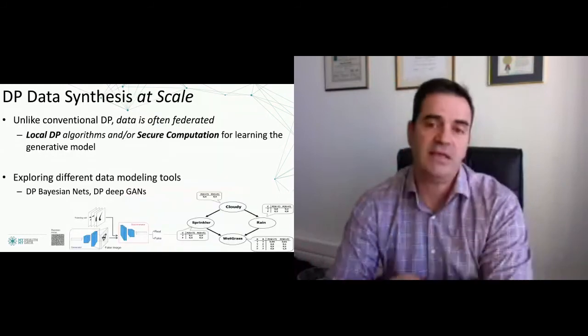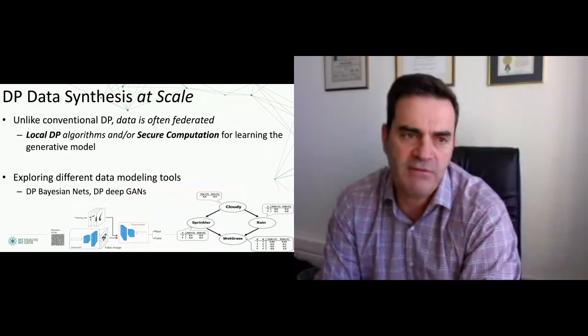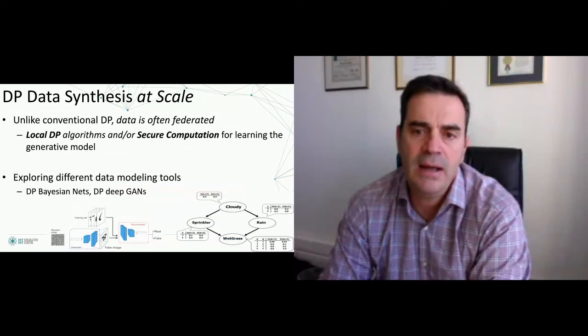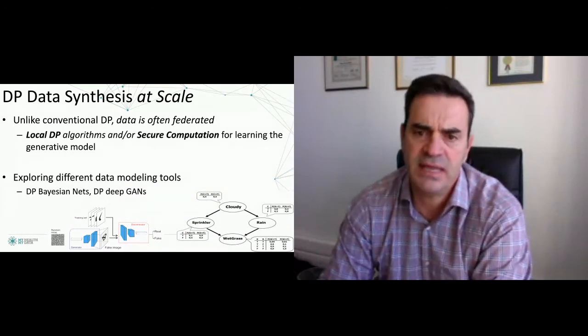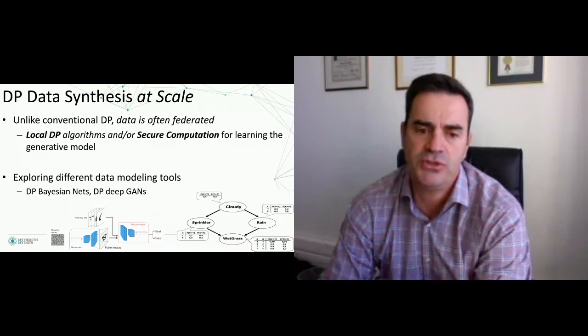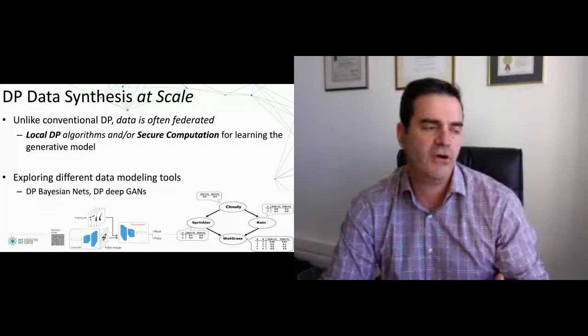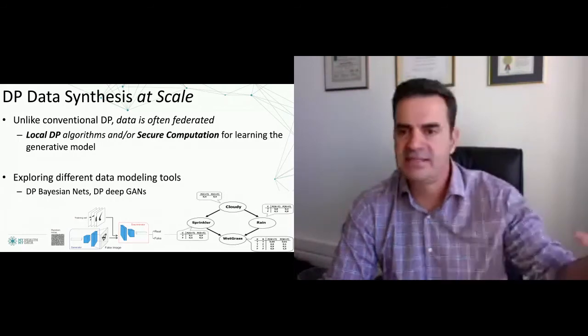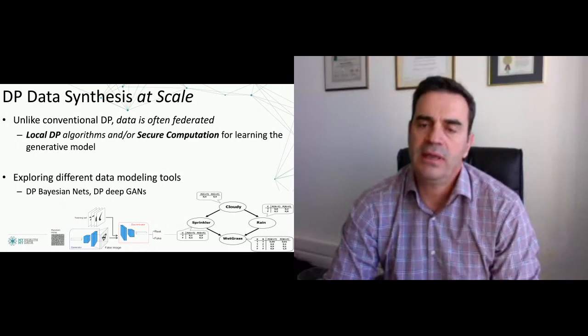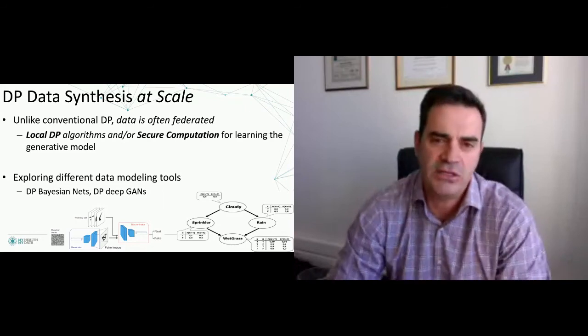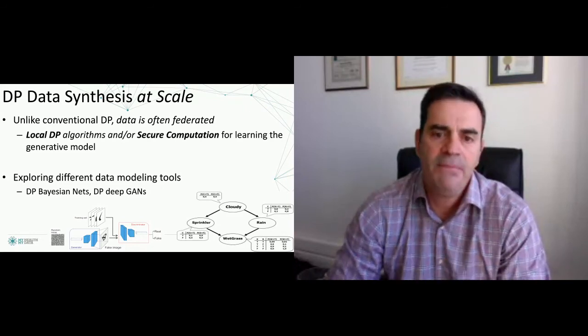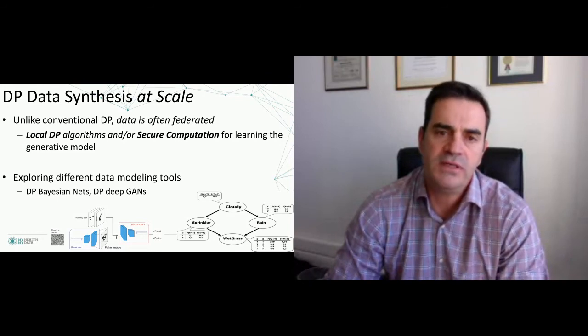Now, one thing that is really interesting in our setting is that we're looking at differentially private data synthesis at scale. Differential privacy traditionally assumes that data is centralized, but in our settings, data is often federated. So in many situations, you have data silos, for instance, across hospitals or across genetics labs. You don't have the luxury of actually putting all the data sets together in a centralized setting. So essentially, we need to figure out how to do this differentially private data synthesis in federated systems, right? And there's different options.